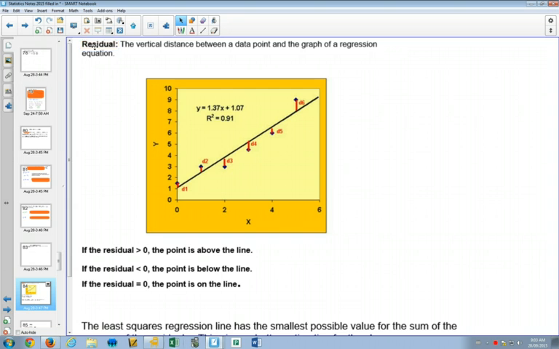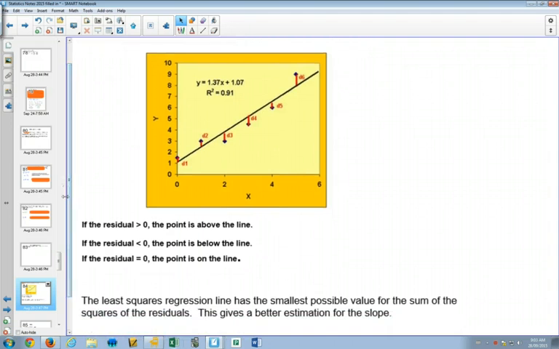And that vertical distance is called the residual. So sometimes our point is above the line, then our residual would be positive. Sometimes it's below the line, sometimes it's on the line. And if we squared all of those and found the lowest possible sum, that would be the best line that fits through those data points.